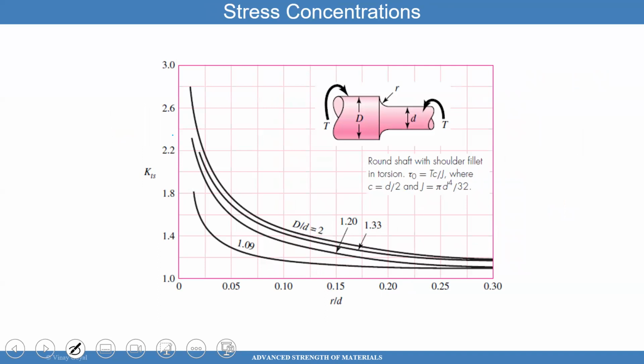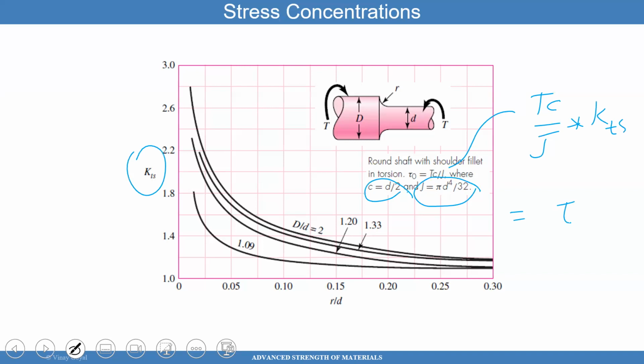Same here. In this case, you have torsion of a shaft. So this gives you the torsional behavior of a shaft. Here in this case, you have the torsional load applied. C is given to you. J, the polar moment of inertia, is given to you. So you can easily calculate this multiplied by KTS, which is this one, gives you the maximum stress you will have, max stress.